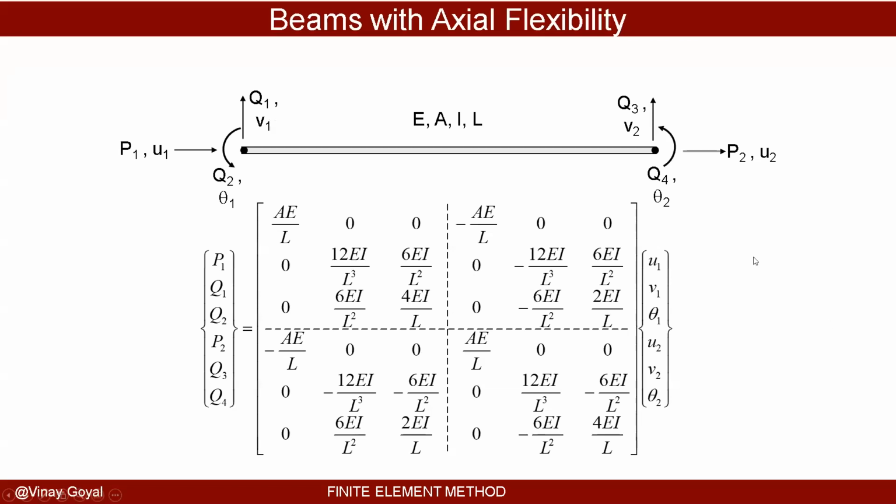And notice how the nodal unknowns are U1, V1, theta 1 at this node, and the nodal unknowns are U2, V2, and theta 2 at this node.